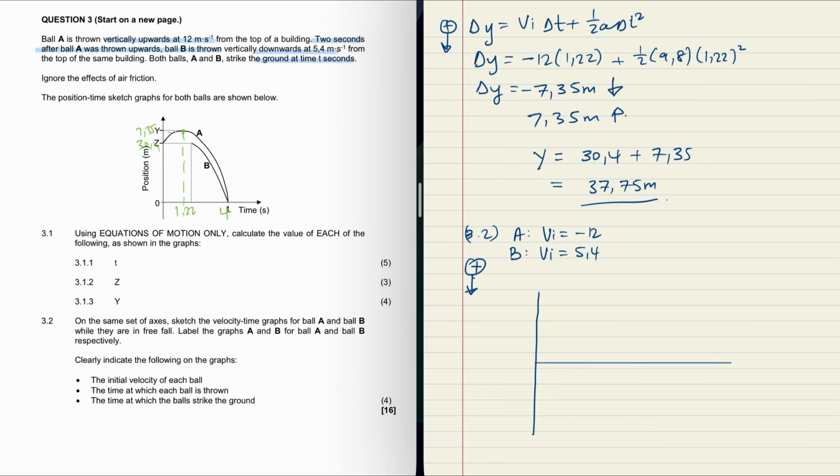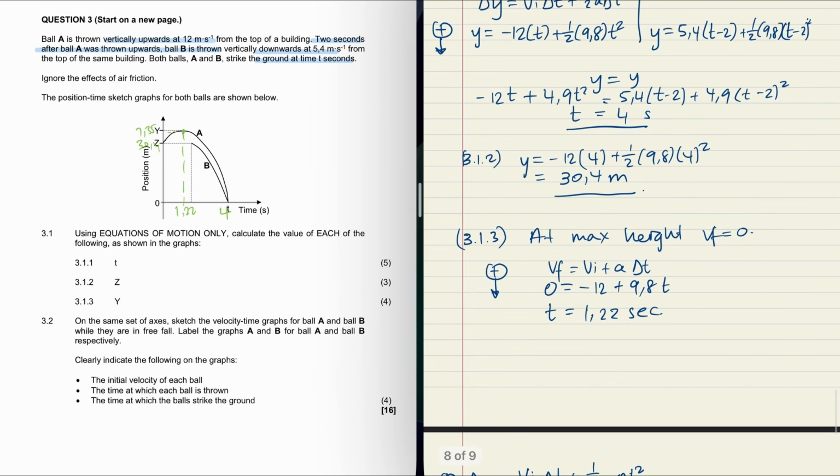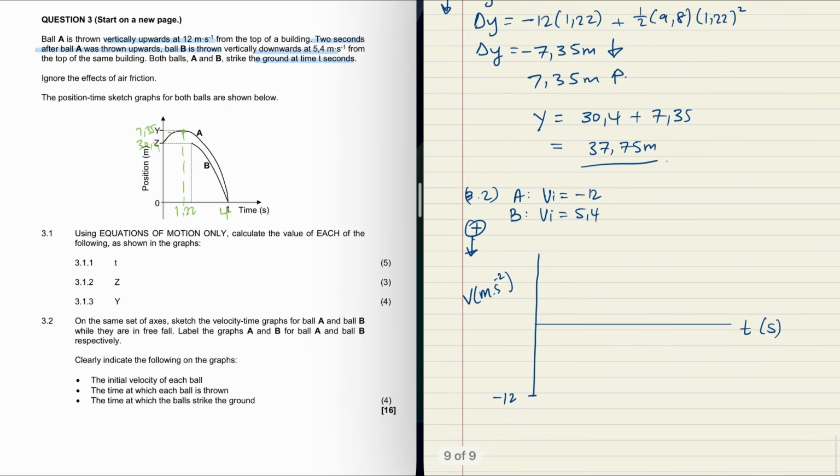I'm going to have my axis here, velocity, and time here. Time is in seconds, velocity is in meters per second. So ball A at the start, I'm going to go from minus 12 here. And we know from the previous calculation that it takes 1.22 seconds to stop at max height. So at 1.22 seconds, I'm just going to estimate here, it stops there. So all I need to do is join this line like so.